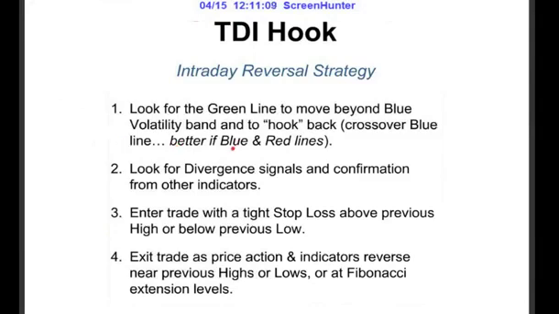Look for divergent signals and confirmation from other indicators. That's key. Okay? Look for divergent signals and confirmation from other signals or other indicators. Enter a trade with a tight stop loss above the previous high or below the previous low, depending on which way you're trading the hook. So if it's hooking down, I'm going to put my stop loss above the previous high point. If it's hooking up, then I'm going to put my stop loss below the previous low. I'm going to exit the trade as price action and the indicators reverse near the previous highs or lows or at a Fibonacci extension level. That's kind of how I trade it.